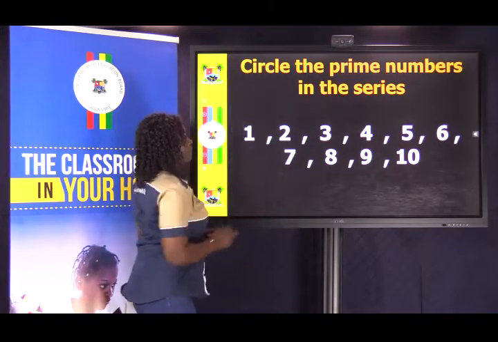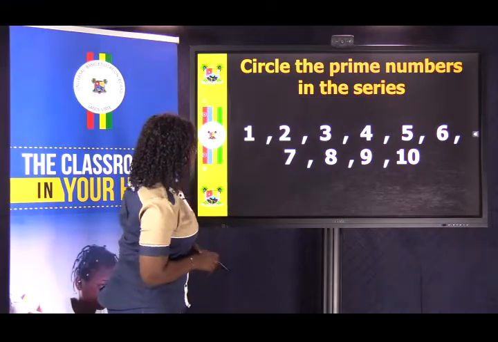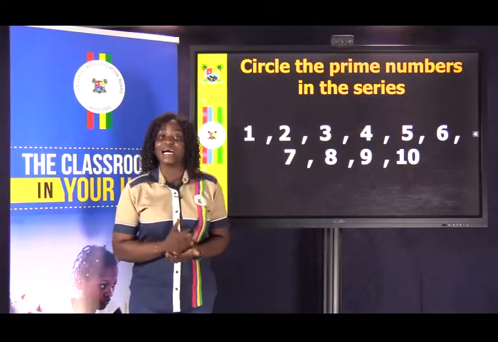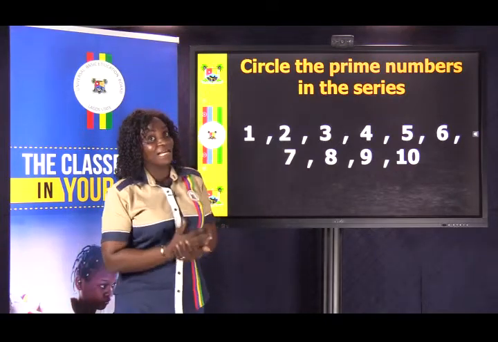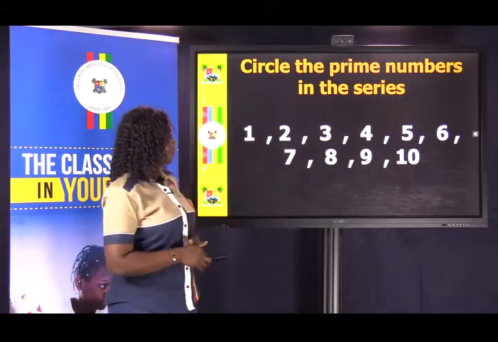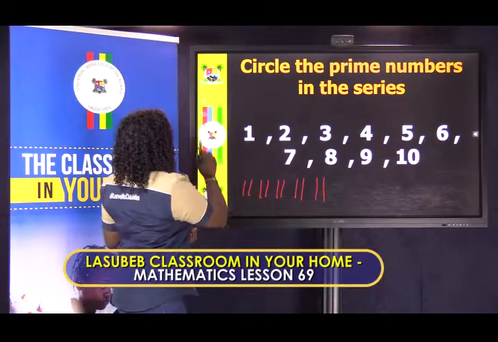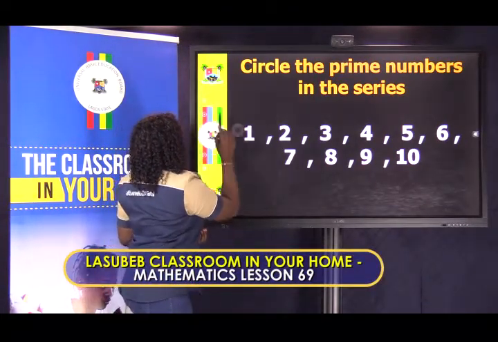4 cannot divide 7 without leaving a remainder. So the only numbers that can divide 7 are 1 and 7. That makes 7 a prime number. 2 will divide 10 5 times, so 10 is not a prime number.